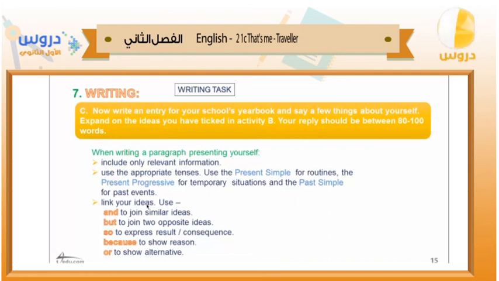Use linking words to link your ideas. Try to use and to join similar ideas. Use but to join two opposite ideas. Use so to express result or consequences, or because to show reason, or or to show alternative.